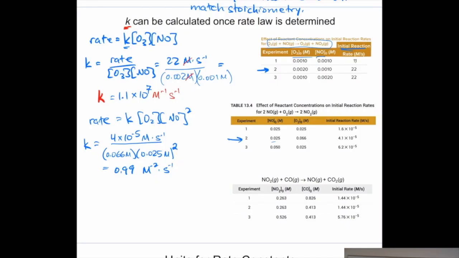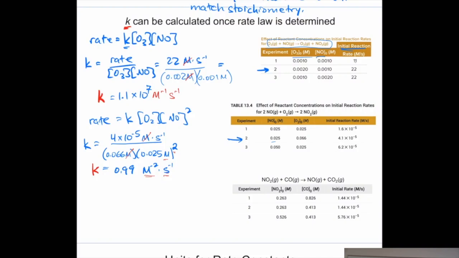All right, is everyone clear on what happened? Because I had to do a little bit of razzle dazzle. All right, this is K. But look at the units. Molar cancels with molar, and what's left is the inverse of molar squared now, because this is molar squared, and the inverse of seconds. The units have changed, but it's still K.